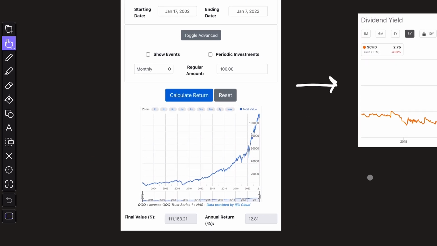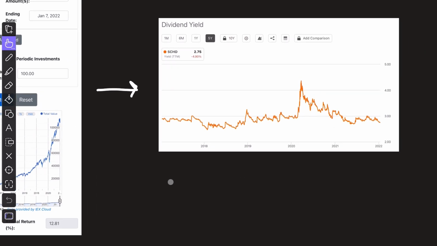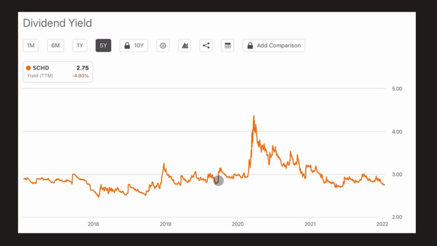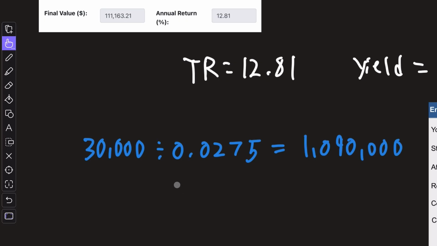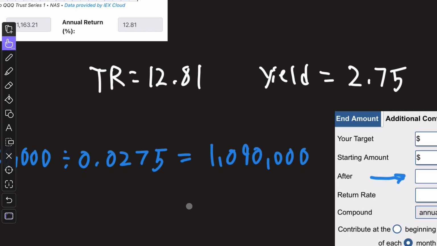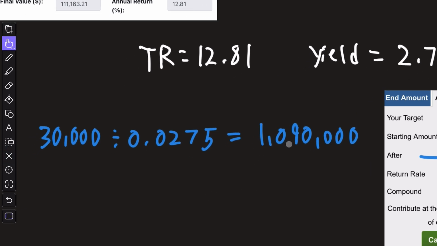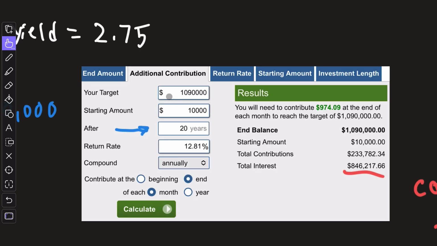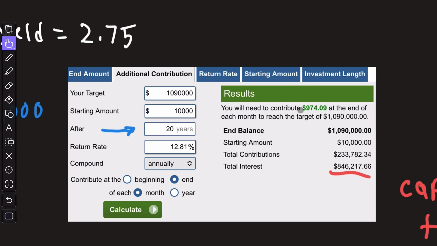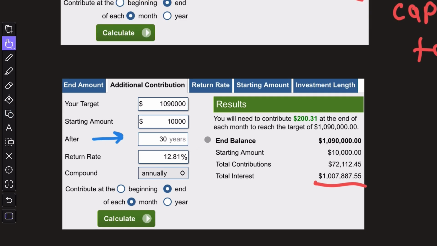And when it comes time to retire, we're going to sell the QQQ and buy SCHD, which has a historical yield around 2.75%. So if you do the same math again, in order to achieve $30,000 in income from just the 2.75% dividend yield, we would need $1,090,000. So putting that number into the calculator as the target, updating the annual return rate, that means we need to contribute $974 per month if we want to achieve this goal in 20 years. If we give it 30 years of time though, it's much more reasonable at only $200 per month.